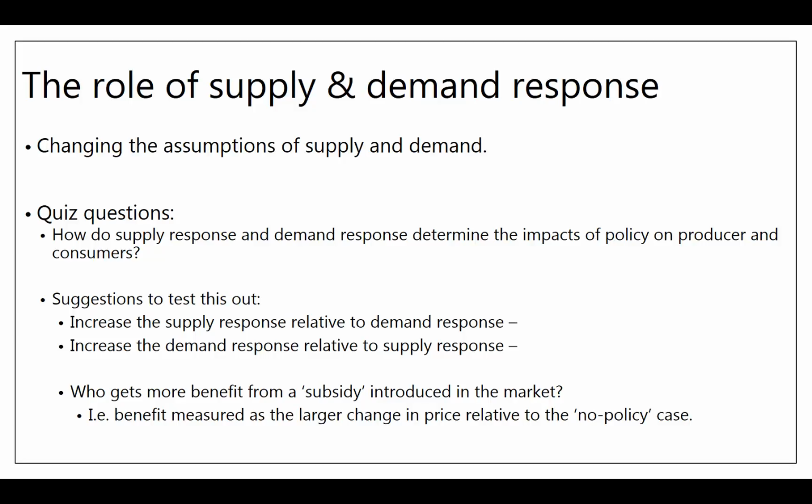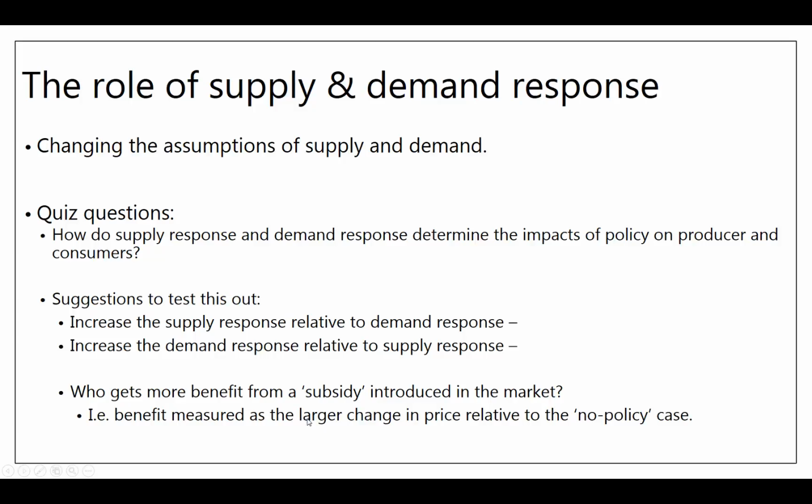So that question is going to ask something about how the supply response being larger than the demand response, or I haven't written the quiz question yet, so I'm not sure what it is. But if you wanted to test this out, when we say supply response and demand response, we're talking about the slope parameters, okay? And we're talking about them in absolute value terms. So when I go back to the spreadsheet, I will play with this and show you what I mean by increasing the supply response relative to demand response, increasing the demand response relative to supply response. And then who gets more benefit from a subsidy introduced in the market?